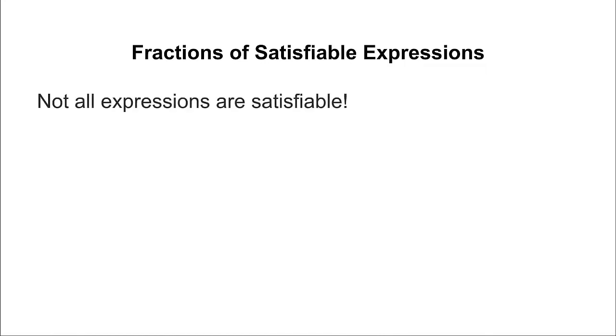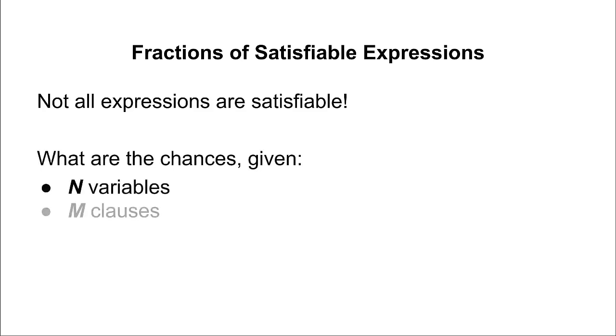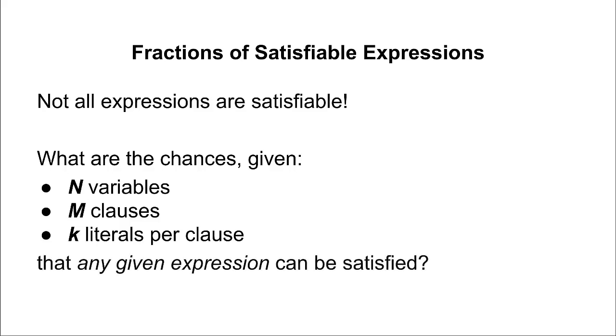First, we'll look at the fractions of satisfiable expressions. Not all expressions are satisfiable. Just how many of these expressions are going to be satisfiable? Well, it turns out that this is going to be a function of n, m, and k, where there are n variables, m clauses, and k literals per clause. What are the odds that, given these parameters, we could pick out a random expression in a certain k-SAT class and have it be satisfied?